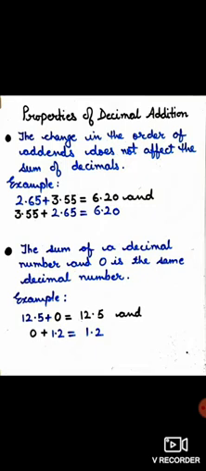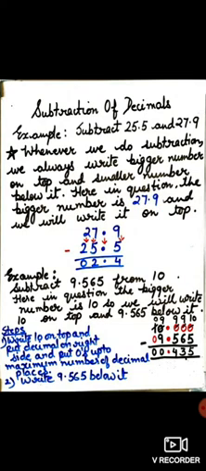Now in the second property, the sum of a decimal number and 0 is the same decimal number. For example, when we add 0 to a decimal number, here 12.5 plus 0, the answer is the decimal number, that is 12.5. And in the second example, when 0 is added to a decimal number, 0 plus 1.2, the answer is 1.2 itself. Now let us do subtraction of decimals.